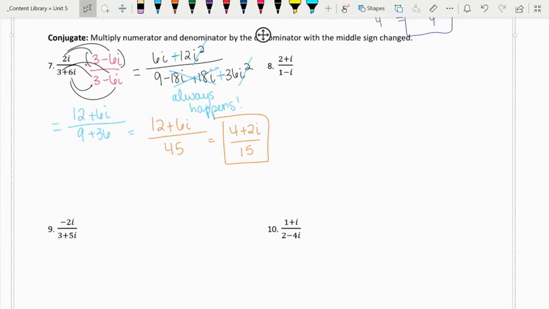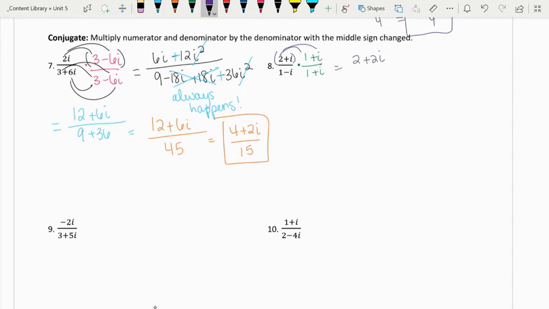Now looking at number 8, multiply by the conjugate, so 1 plus i. We're going to have to FOIL on both of those. So in the numerator, we distribute the 2, we would get 2 plus 2i. If we distribute the i, we get i plus i squared. In our denominator, distribute the 1, and we get 1 plus i. Distribute the negative i, we get negative i minus i squared.